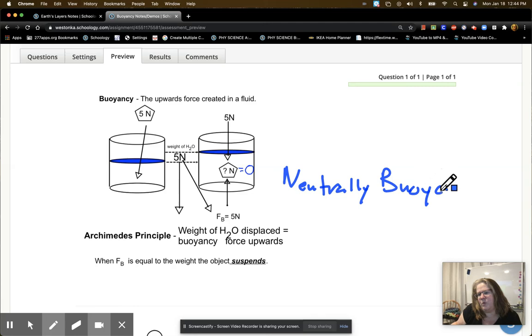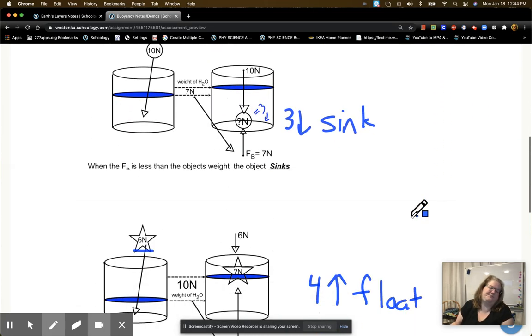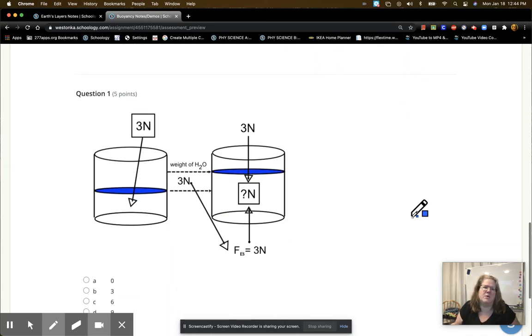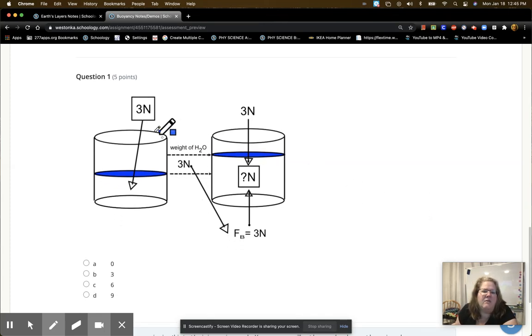I don't know about you, but buoyant always messes me up, but it's B-U-O. All right, let's do the next one. So in this case, and this set of notes is always available in the notes at the bottom if you need it, we have 3 newtons being pushed down while the buoyant force upward is 3 newtons. And that's the same as that first one we did. In this case, 3 minus 3 is 0, and it's going to be neutrally buoyant. It's going to hover right in between.